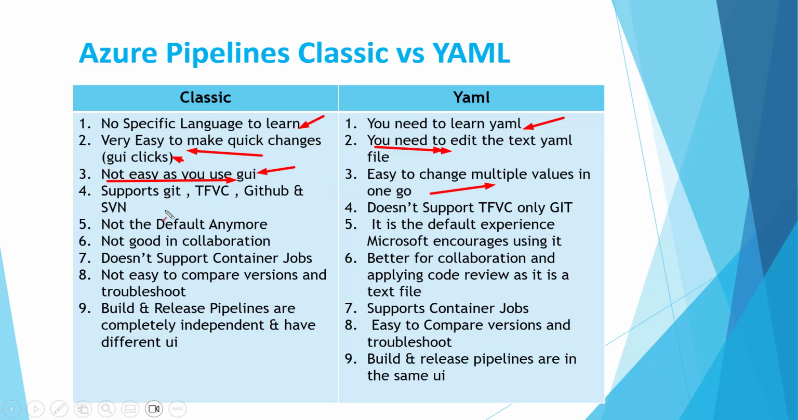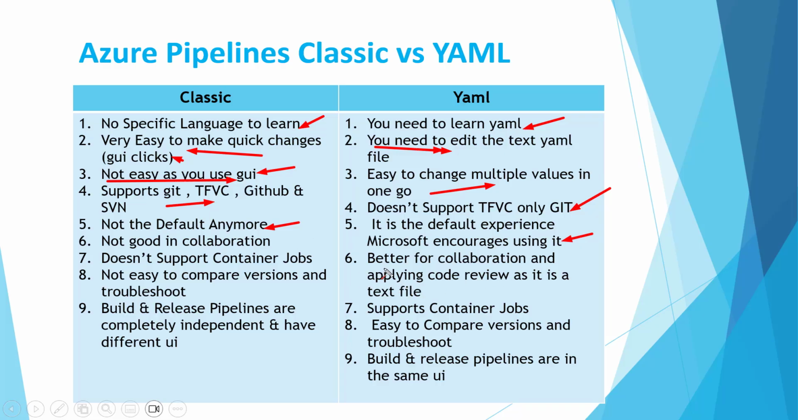Supporting Git, TFVC, GitHub, and SVN: classic pipeline supports the TFVC version control system, but the YAML pipeline only supports Git version control. So it's one of the differences. Also, the YAML pipelines is the default experience now. Microsoft encourages using it, and any new feature will be for the YAML pipeline. But the classic pipeline is not the default anymore, and Microsoft doesn't recommend it.